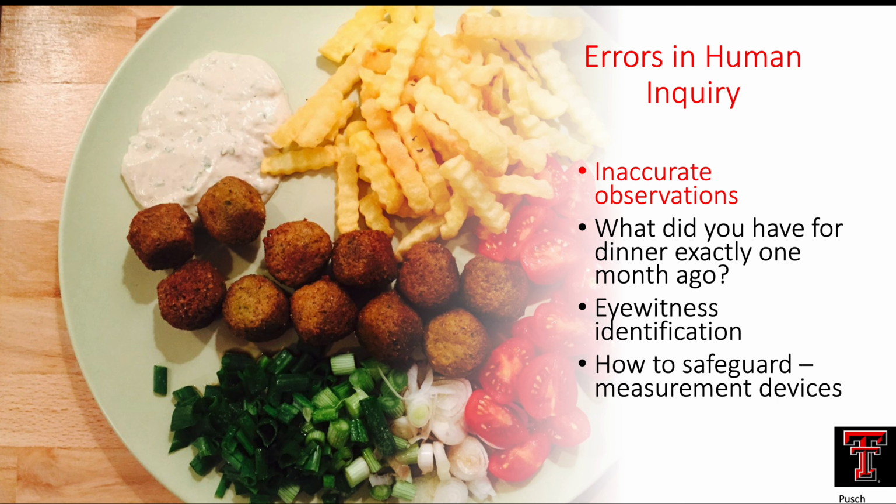Eyewitness identification, there's a big problem with this. I'm a criminologist, and for a long time we were basing eyewitness identification. We were giving it a lot of weight, and now we know that people make inaccurate observations all the time, and we can't really send somebody to prison for a crime simply based off eyewitness identification. So how do we safeguard against this? Maybe measurement devices. Again, not putting so much weight on humans because we make errors all the time.